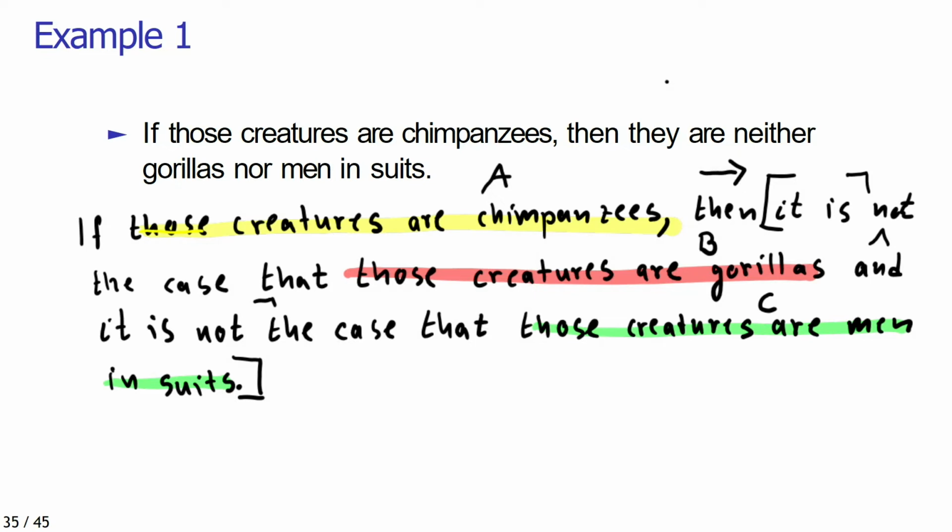And now we are almost done. We just need to put it all together. So we can symbolize this sentence as follows. If A, then opening bracket, not B, and not C. And that's it. That's our symbolization of the English sentence. If those creatures are chimpanzees, then they are neither gorillas nor men in suits.